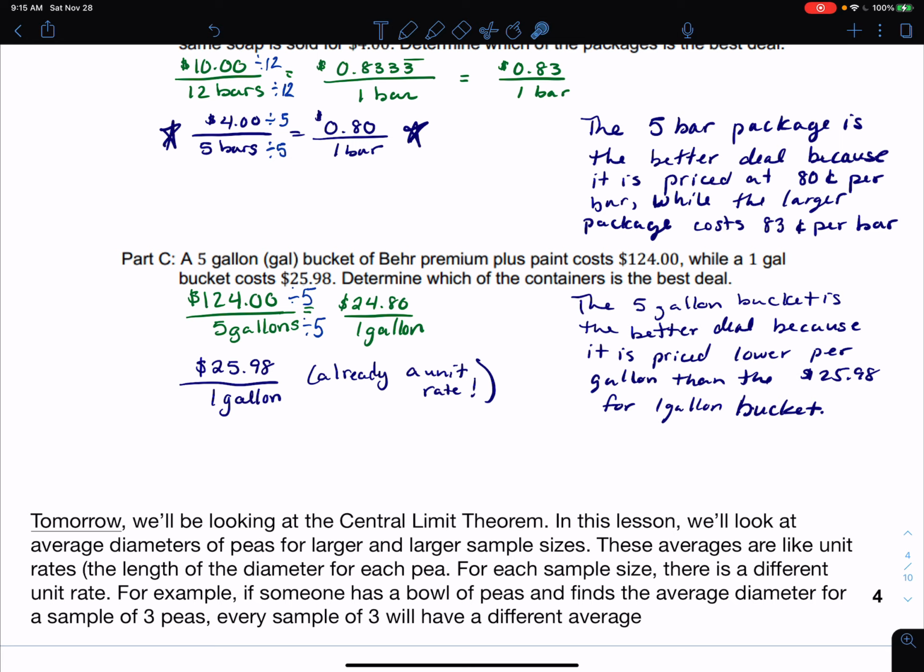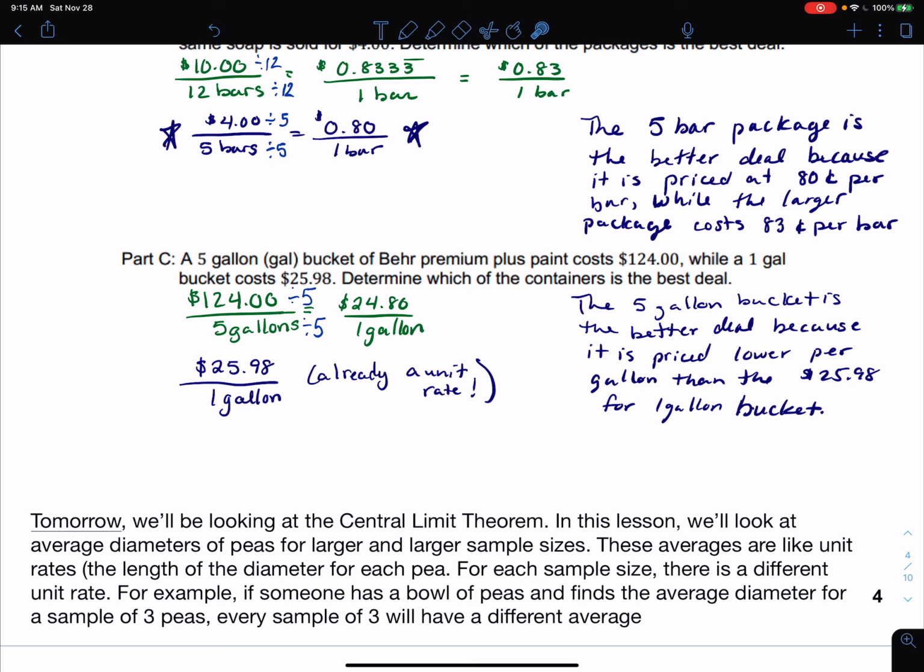If we look at the second part of the sentence, it's $25.98 per 1 gallon. So they actually already gave us a unit rate there. So if I'm looking at which one costs less, this green one, that was the 5-gallon, costs less per gallon. So the 5-gallon bucket is the better deal because it's priced lower per gallon than the $25.98 for 1-gallon bucket.